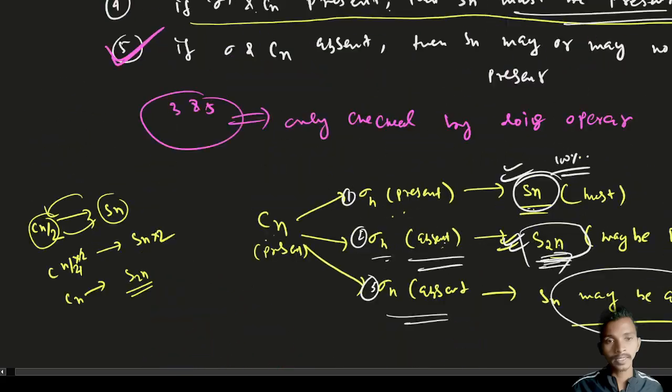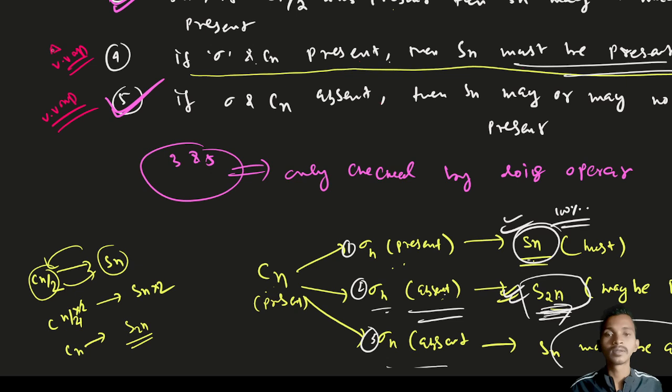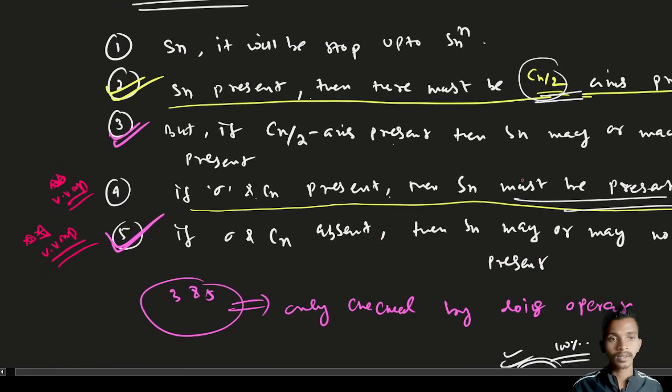Okay, and for this case, this is very important: if this is absent, then Sn may or may not be present, and this is only carried out by doing the operations. And if this is present, then Sn must be present. These are the points we have to look at, and you have to go up to Sn, and then the Cn and σ axis must be present if Sn is present. And if this is present, this may or may not be present. And if both are present, then Sn must be present. And if these are absent, then also Sn may or may not be present.